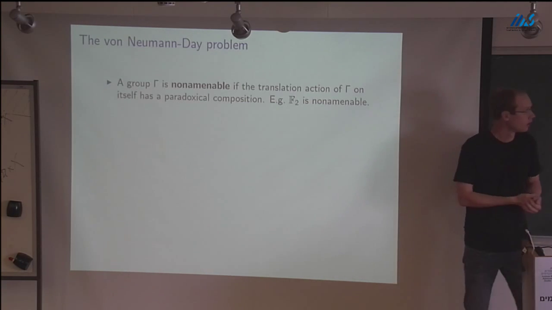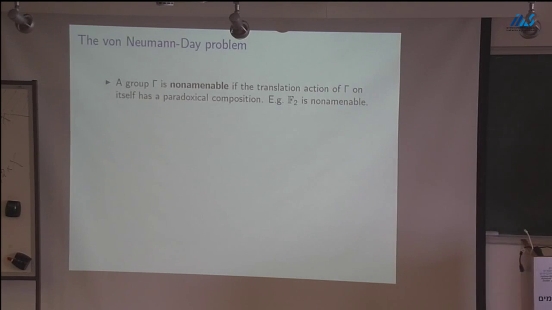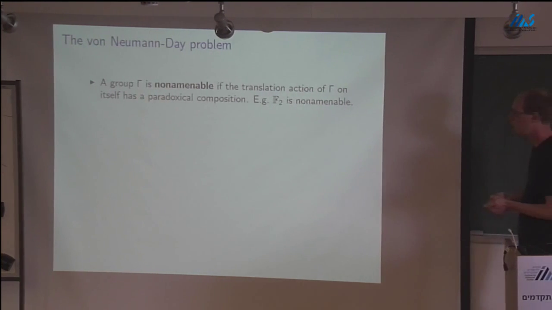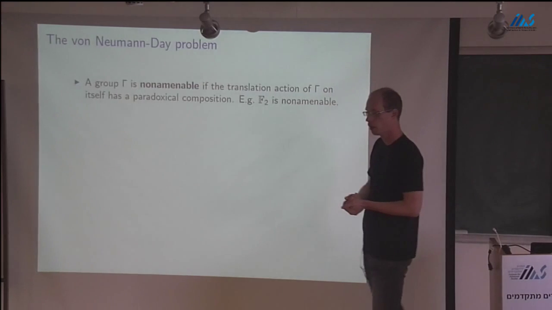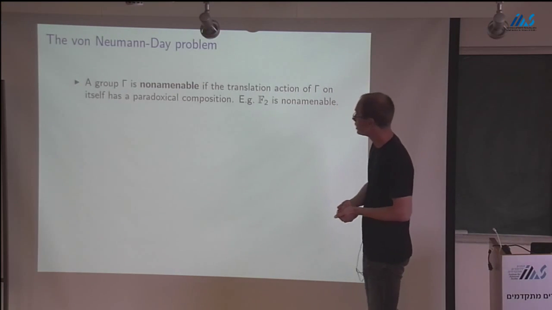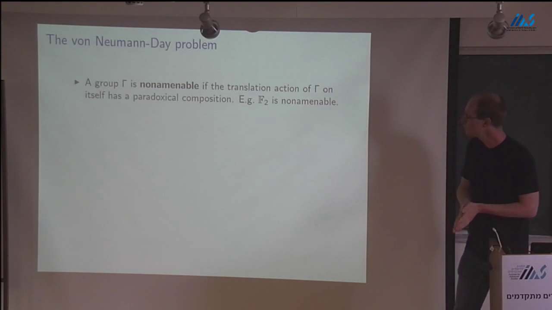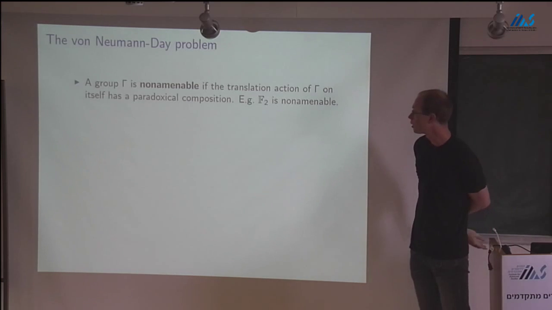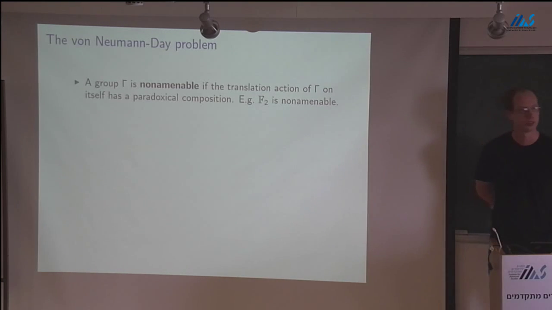All right. So I want to talk about another application of these ideas. So a group is said to be non-amenable if the translation action of the group on itself has a paradoxical decomposition. So for example, the free group on two generators is non-amenable.